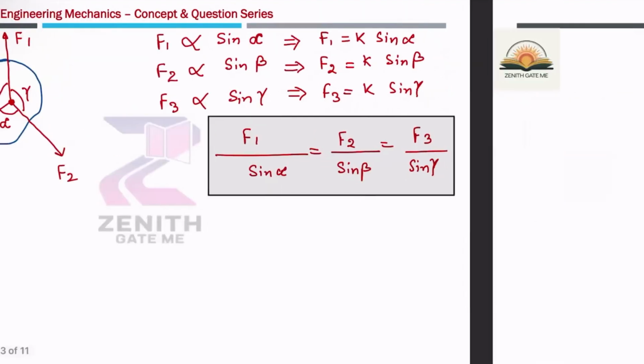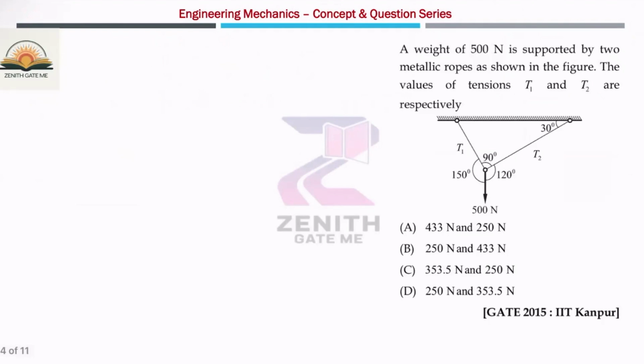Let's talk about the first question. That question came in GATE 2015. What is the question? A weight of 500 Newton is supported by two metallic ropes as shown in the figure. The values of tension T1 and T2 are respectively. So a 500 Newton weight is supported by these two metallic ropes, in which the tensions are mentioned as T1 and T2. You have to calculate the values of T1 and T2, and they have given you four options.